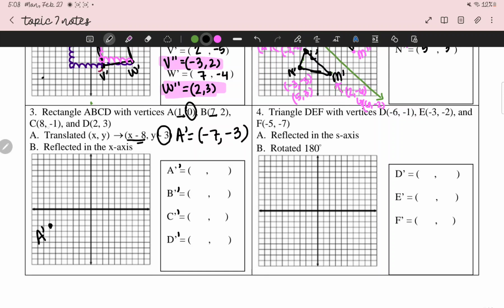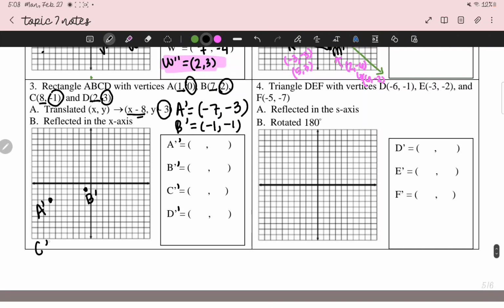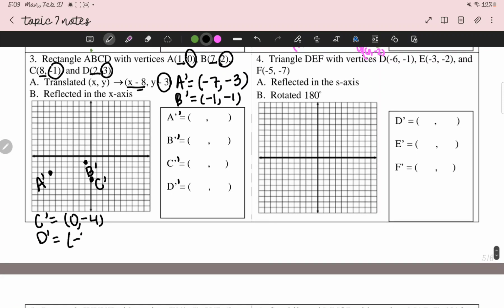I'm going to do the exact same thing for all my other x's and all my other y's. So I'm going to subtract 8 from all my x's. For B prime, 7 minus 8 is negative 1, and 2 minus 3 is negative 1 as well. So negative 1, negative 1 is B prime. Moving on to C prime down here, 8 minus 8 is 0, and negative 1 minus 3 is negative 4. So 0, negative 4 is my C prime. And finally, my D prime is 2 minus 8, which is negative 6, and 3 minus 3 is 0. So negative 6, 0 is my D prime.